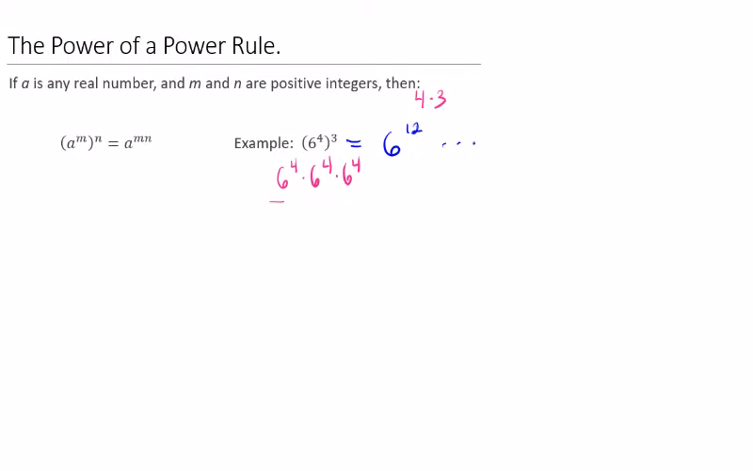Or you can think of the product property. Since I'm on this step here, I'm multiplying all these bases, I could just add all these exponents. So 4 plus 4 plus 4 is 12. So a few different ways that you can make sense of the power rule.